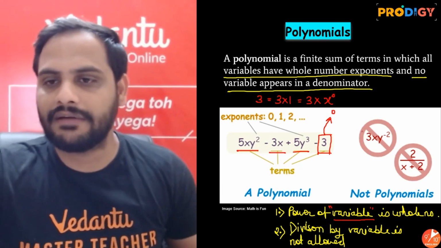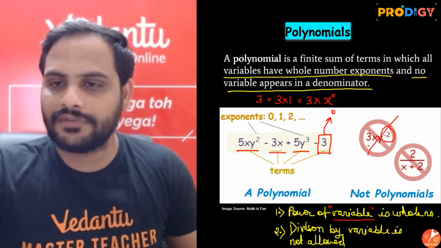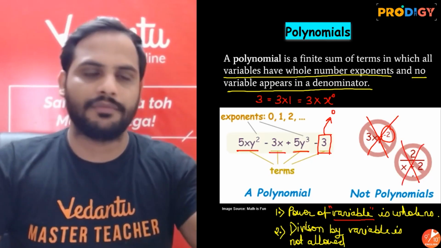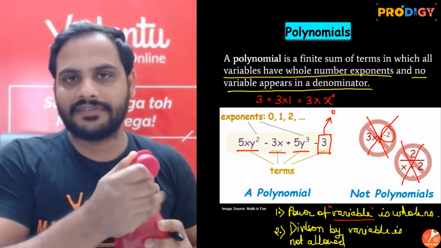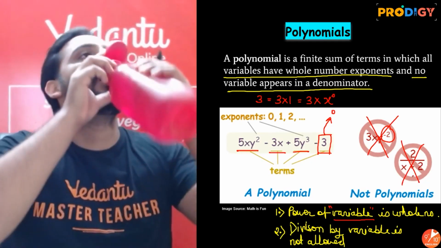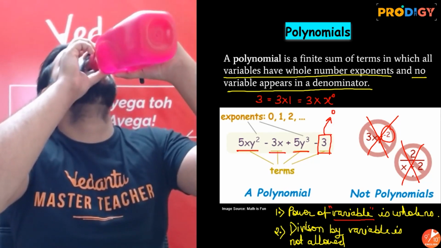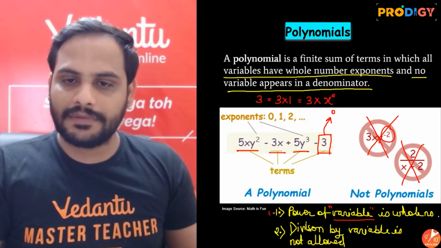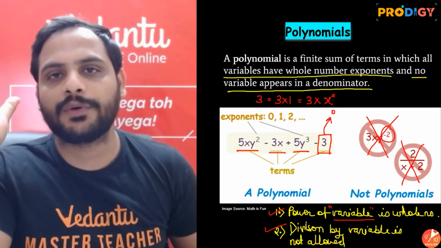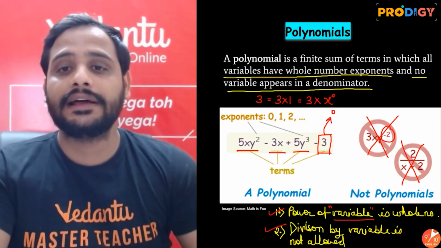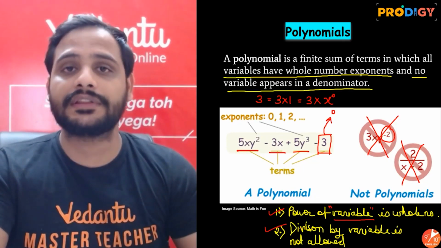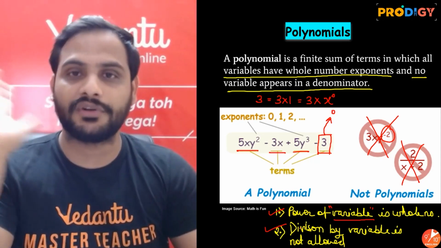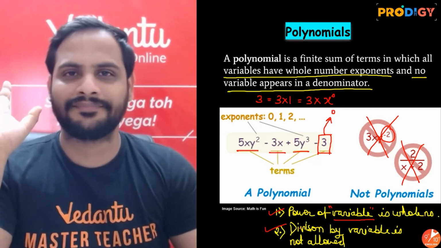Now here, see, the power of y is minus 2. That is why it is not a polynomial. Here x is in the denominator, which is why it is not a polynomial. All right, so these are some examples of polynomials. So just remember these two conditions whenever a question comes that asks you to find out whether the given expressions are polynomials or not. Just use this.